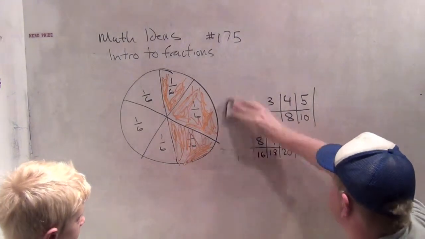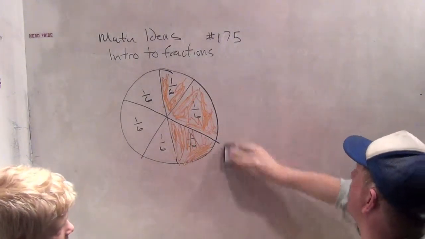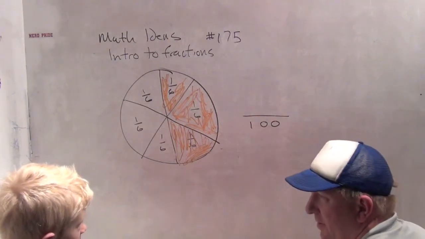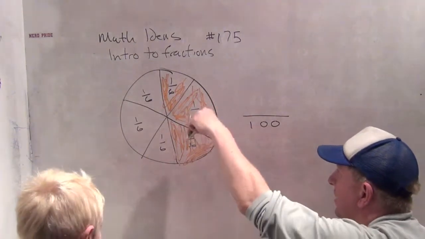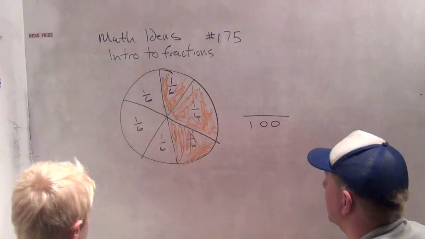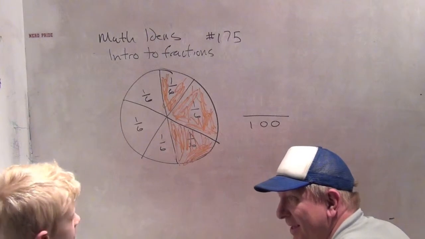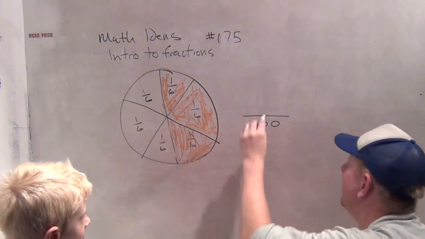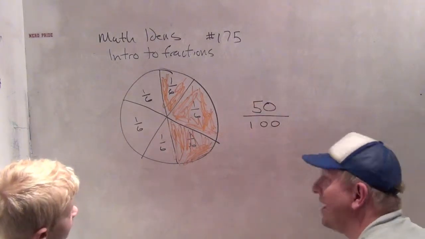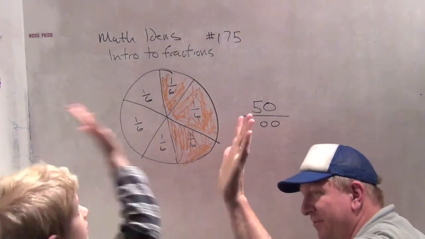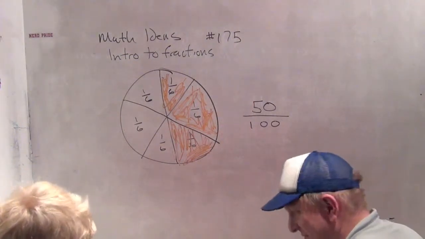Now do you want the super challenge problem? Okay. How many 100s are equal to a half? If I chop this into 100 equal sized pieces, how many of them would you need? 50. How'd you figure that out? 50 plus 50 is 100. Whoa! Good job! So there you go. You just learned about a half. Was that fun?